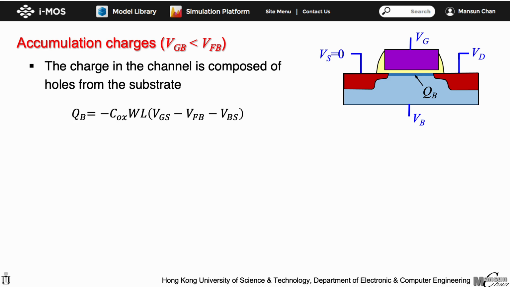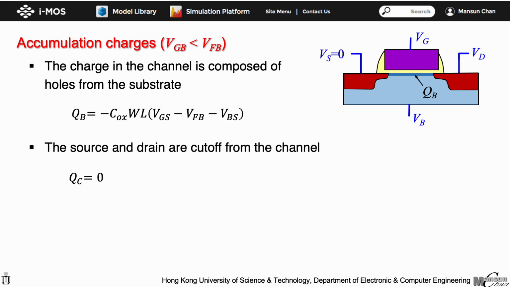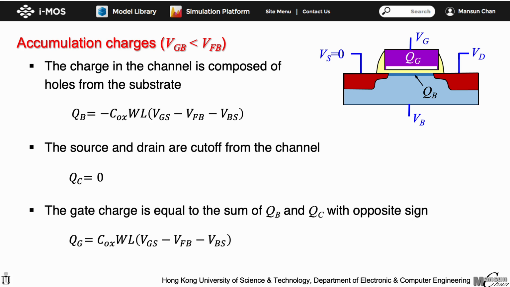If the source is taken as the reference 0, we can rewrite the equation by referencing the gate voltage and substrate voltage to the source voltage explicitly. The equation will become what is shown here. In accumulation, the source and drain are cut off from the channel, and therefore can be ignored. That also means that the channel charge from the source and drain, QC, is almost 0. The gate charge QG is equal to the sum of QB and QC with opposite sign, which is given by the equation here. The charges in the accumulation mode are independent of the drain voltage.